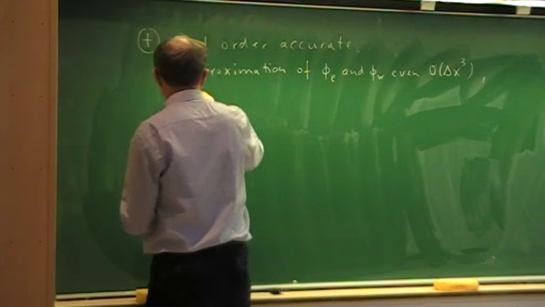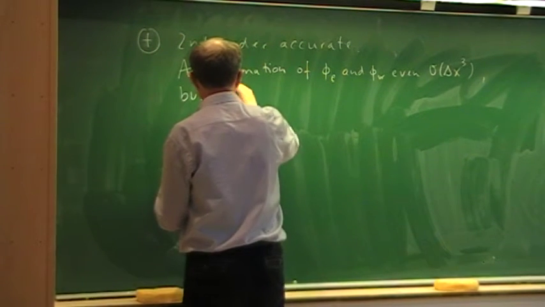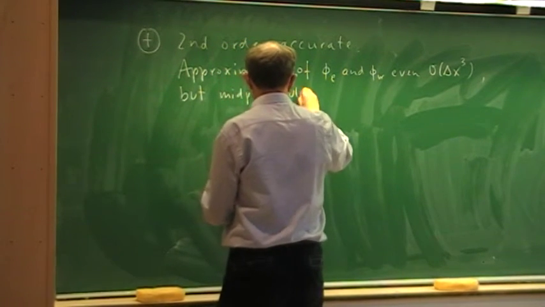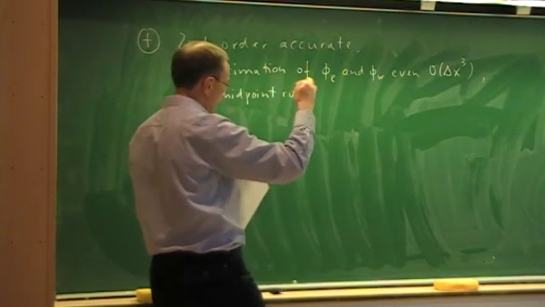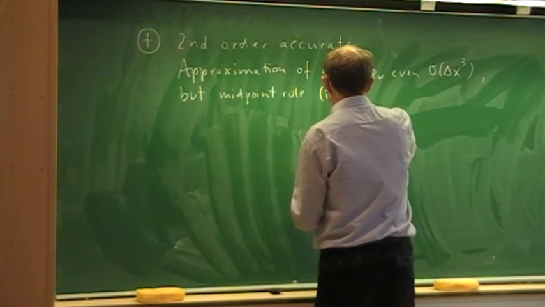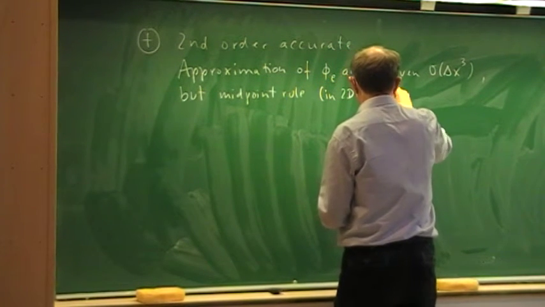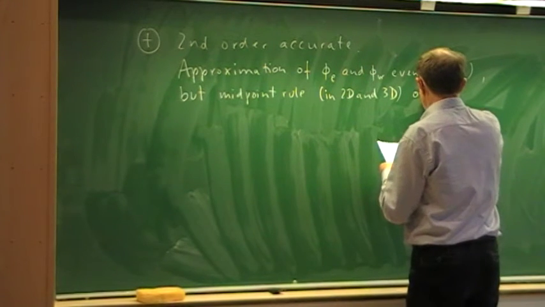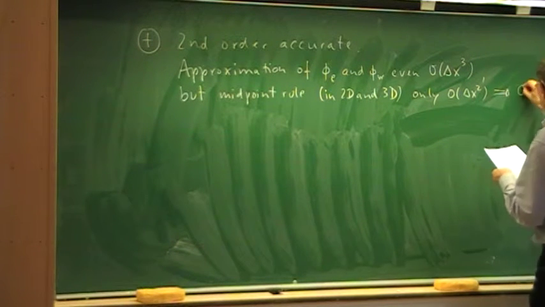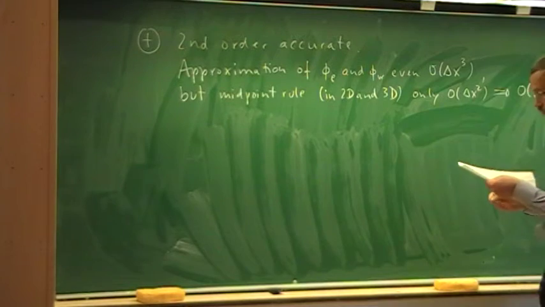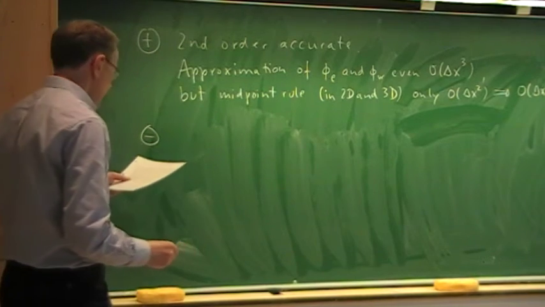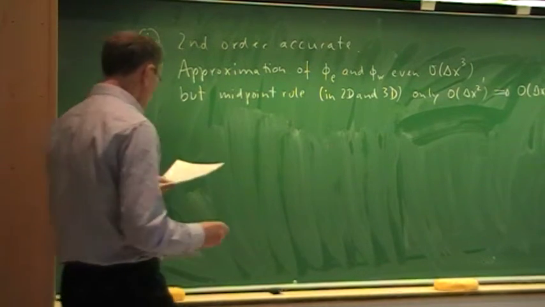But as I said, if you apply it in multi-dimensions, then you would use the midpoint rule, where you take an average and multiply it with the face area. In 2D and 3D that is only second order, and that would then give a second order only in the end. But still it's good. The disadvantage, however, is that the diagonal dominance is lost. It can be shown.